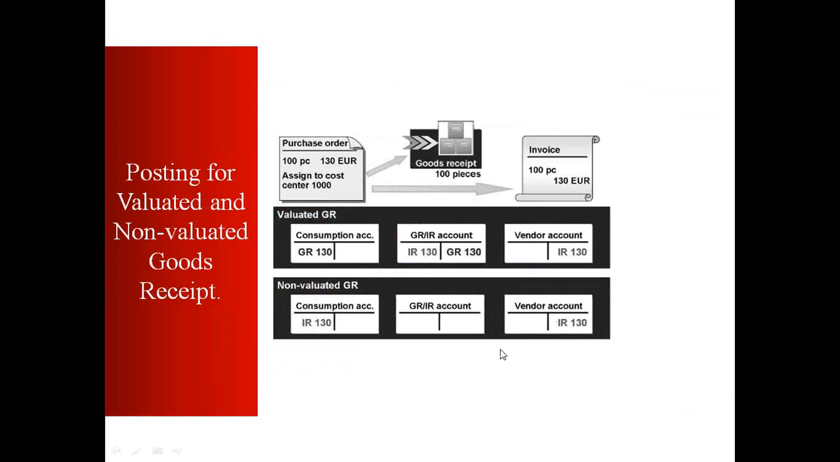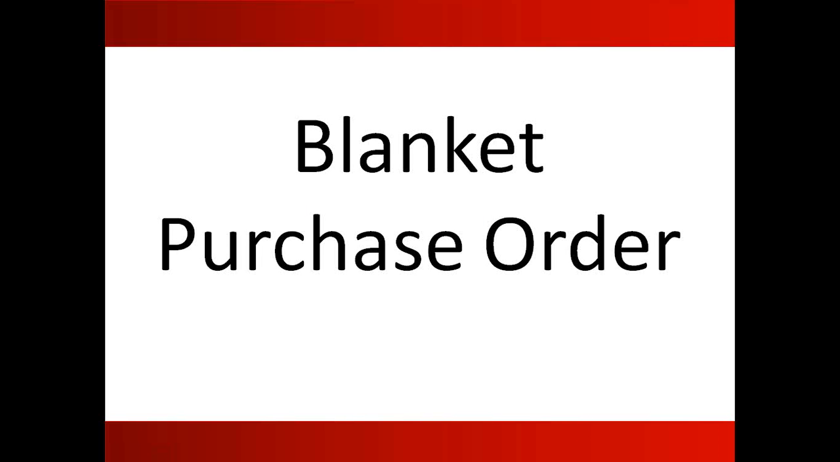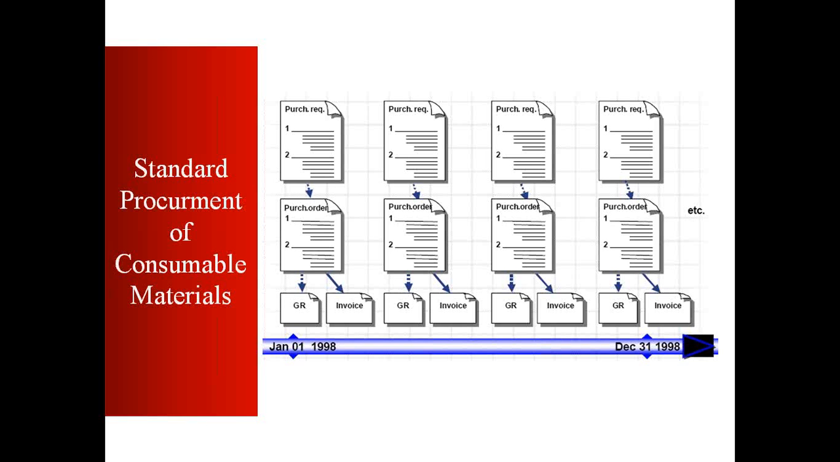Okay, so now we'll talk about blanket purchase order. What is a blanket purchase order? It is something like, for example, in my company we need to procure, say, stationery, say every week or maybe every fortnight, every month, which is a waste of time.